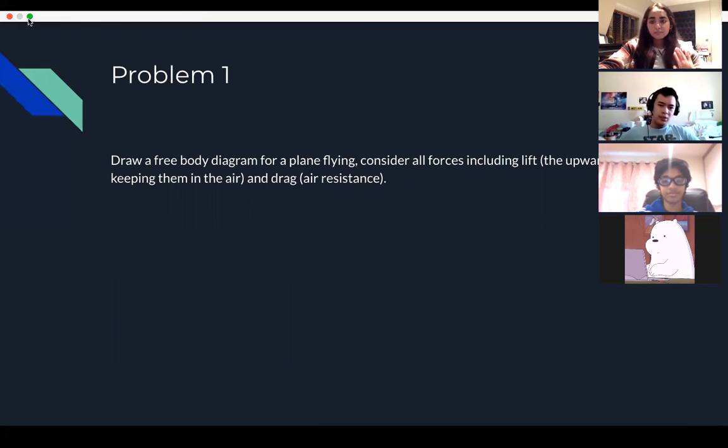So our first problem is going to be: draw a free body diagram for a plane flying. Consider all forces, including lift, which is the upward force keeping the plane in the air, and drag, which is air resistance. There will be a few follow-up questions once we've drawn the free body diagram.